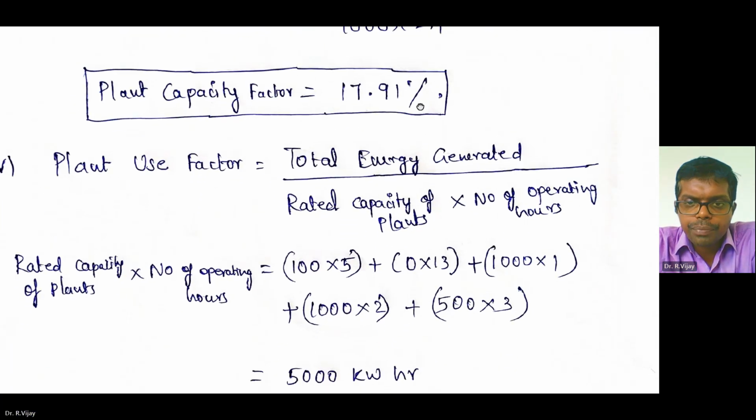Next, plant use factor. Plant use factor is equal to total energy generated divided by rated capacity of the plant into number of operating hours. Total energy generated we already calculated. Here we need to calculate the rated capacity of the plant into the number of operating hours. So how to calculate the rated capacity of the plant?